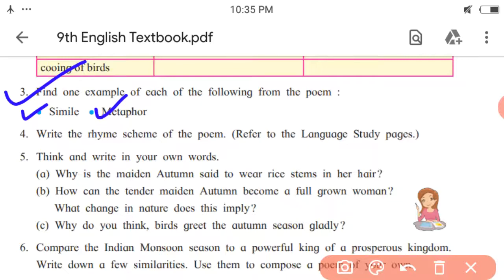Here is one more. And on her face the radiant moon. It is also the example of metaphor.